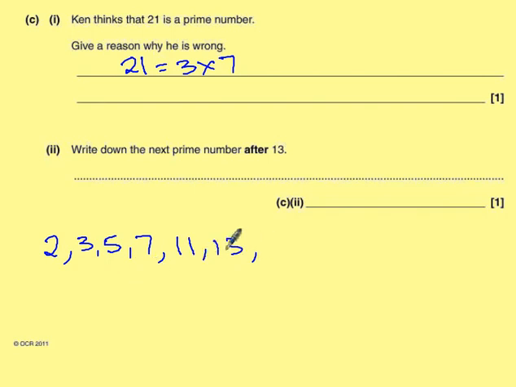So let's look for the next odd numbers after 13. 15, well 15 no, because it's in the 3 times table and the 5 times table. 17, yes, because it's not in any other times table. It can only be divided by itself and 1. So the next prime number after 13 is 17.